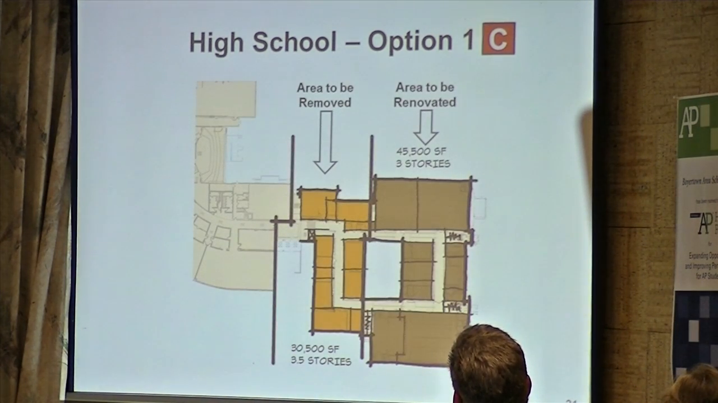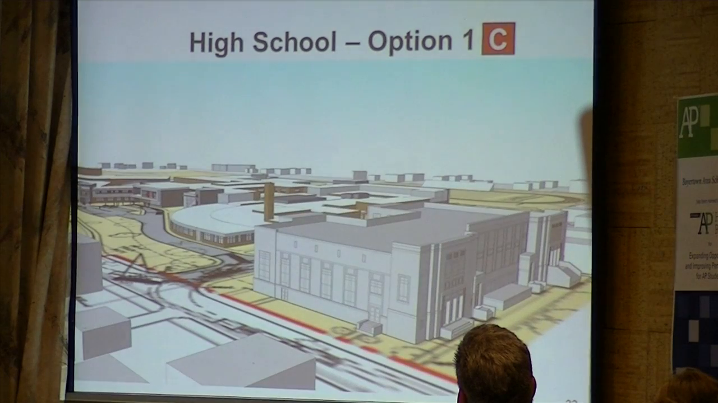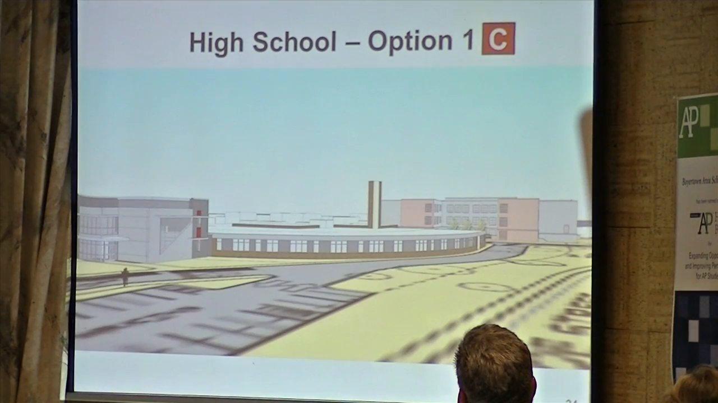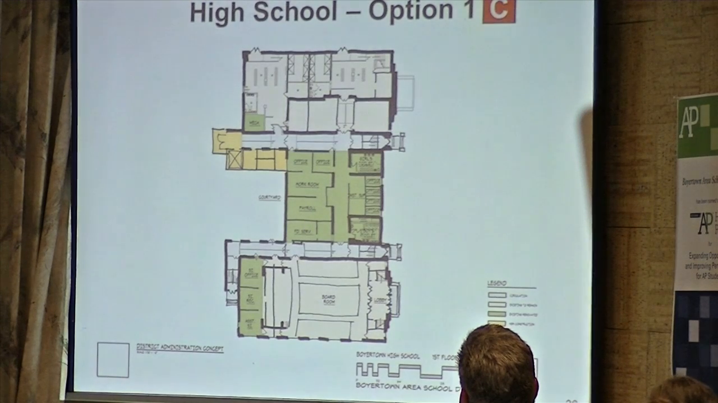So this is option C, and this is this section of the building. And then we would renovate 45,500 square feet, same option, except this is option 1C. There you can see it standing alone. That would be the back of the building after it was restored.